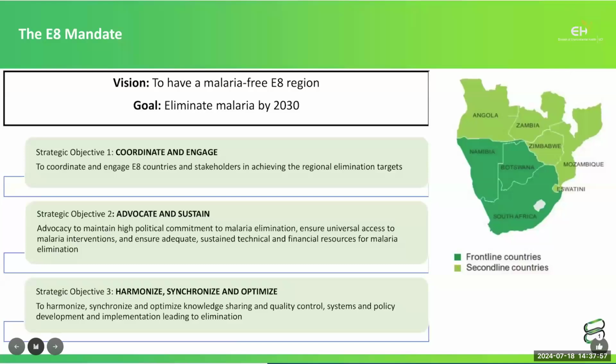This basically looks at how we share the knowledge that is being generated within the region and beyond, and how we put in place issues like quality control. Professor Basil did mention the issue of insecticide resistance. How do we ensure that the systems are in place within the region? And then we have policies that help the region accelerate the efforts of implementing the strategy to eliminate malaria. Next slide, please.